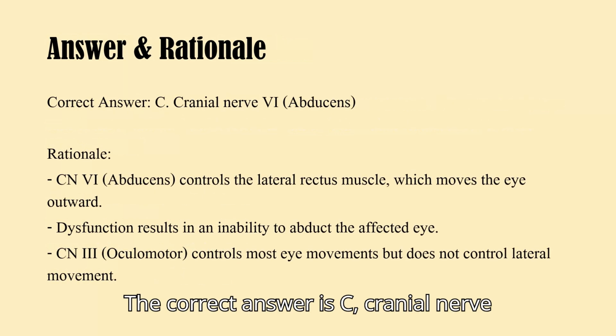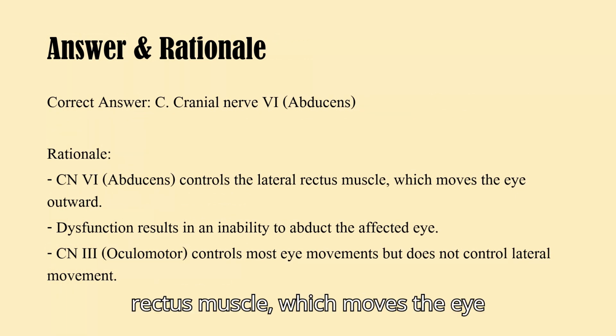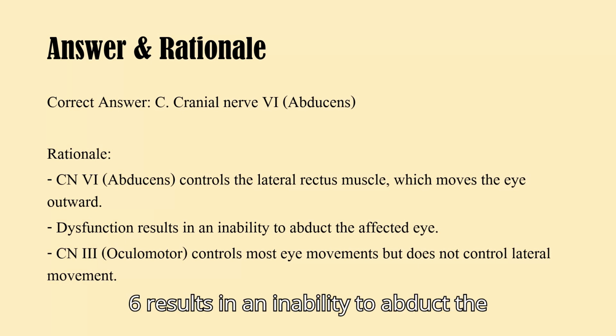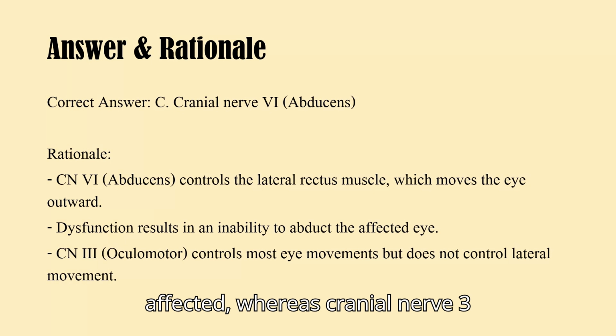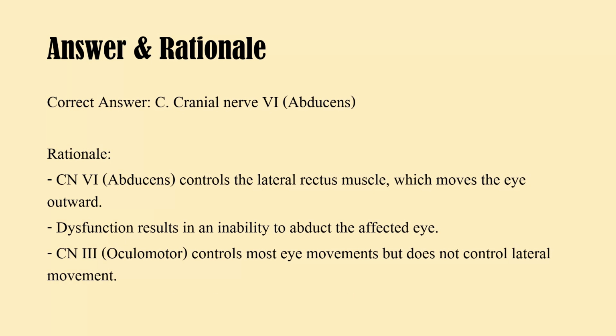The correct answer is C. Cranial nerve 6, abducens. The abducens nerve controls the lateral rectus muscle, which moves the eye laterally. Dysfunction in cranial nerve 6 results in an inability to abduct the affected eye, whereas cranial nerve 3 controls other aspects of eye movement.